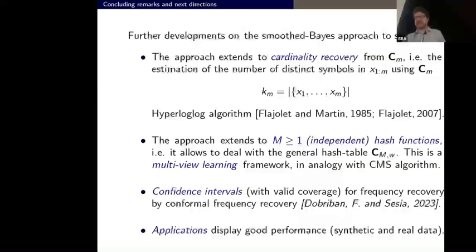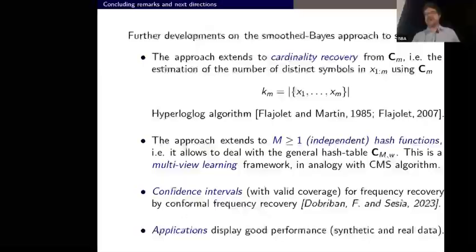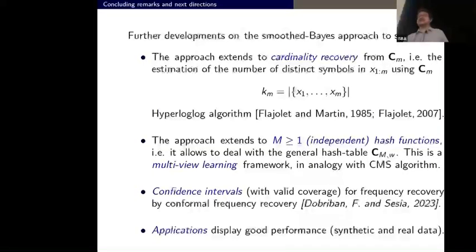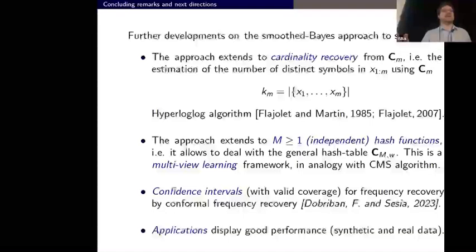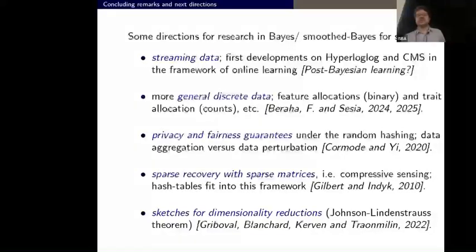And okay, applications, I didn't talk about much. There is a huge number of applications in the paper, and it works well. I want to say that it's not surprising that it works better than the count-min sketch because we have more assumptions here, so we are smoothing more. And some directions that I really wanted to say something about.